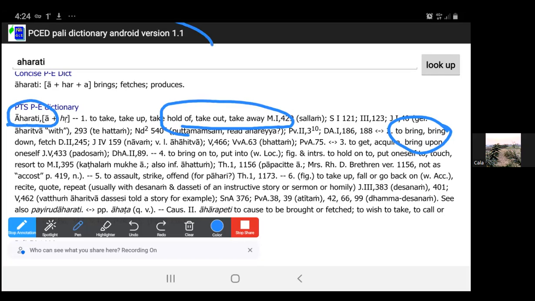Okay. So if you all have the dictionary, I think I told some of you who attend my class, just install this dictionary, like the PC dictionary. Okay, it's very useful if you want to learn Pali.